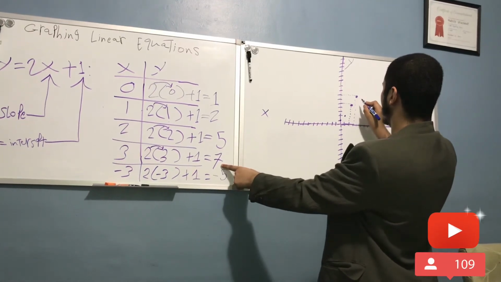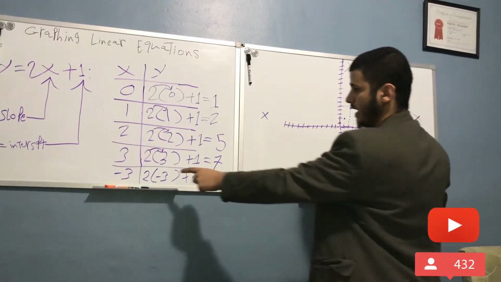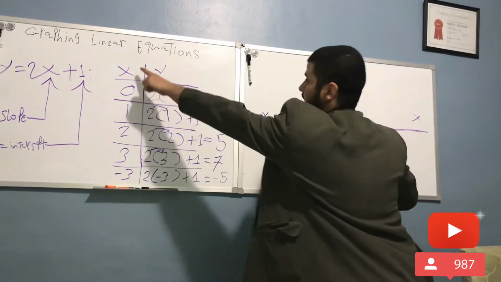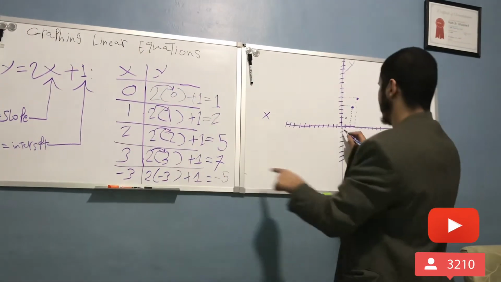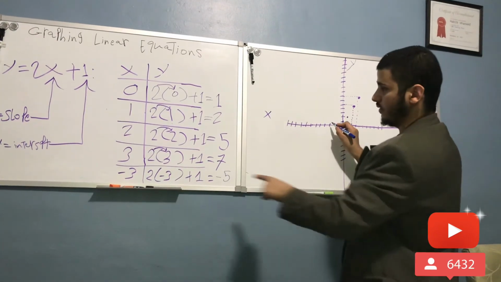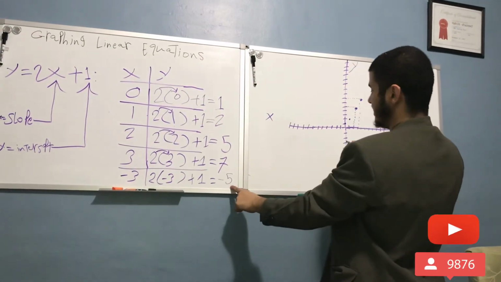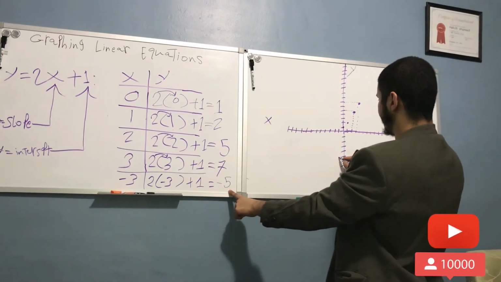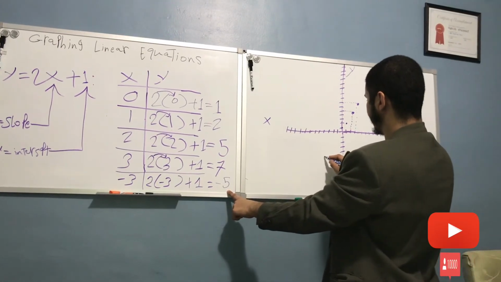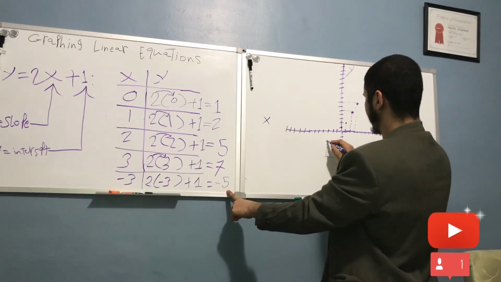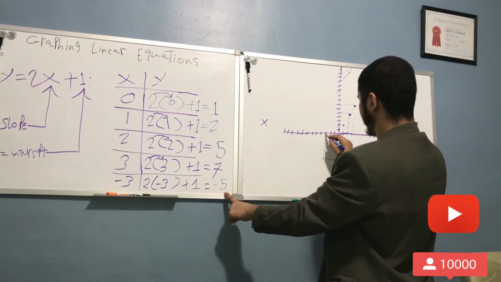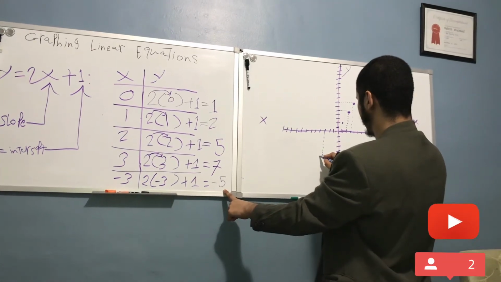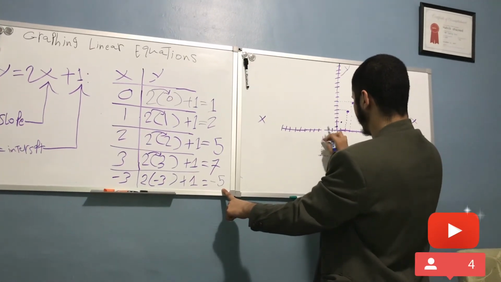And then I have the negative 3, the last one. It's -3 on the x-axis, and the y-axis is -5: 1, 2, 3, 4, 5. It's actually this way. You know, I make this one very short.